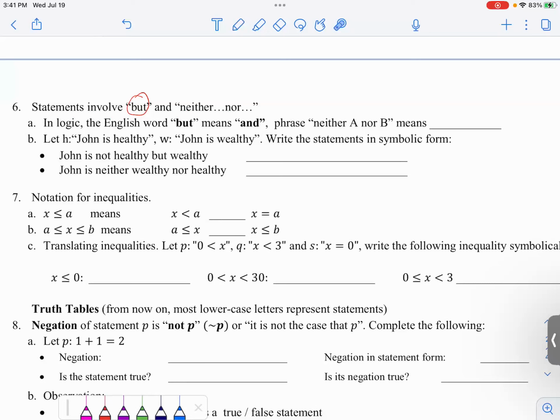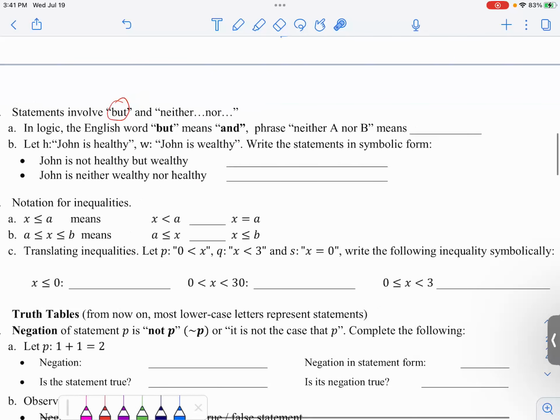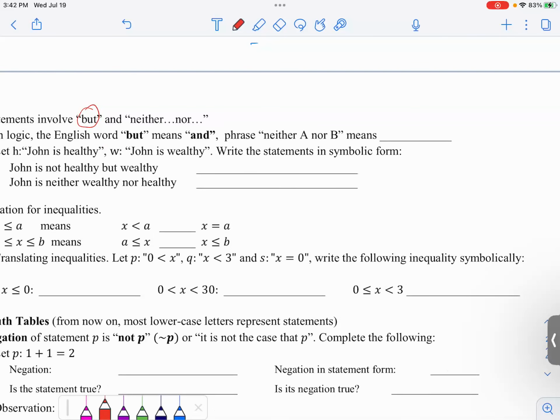Like for instance, the first example, John is not healthy, but wealthy. So here, John is not healthy, and you want to emphasize, hey, he actually is wealthy. So this is actually happening at the same time, right? So this "but" is the same as "and John is wealthy at the same time." So but means and.